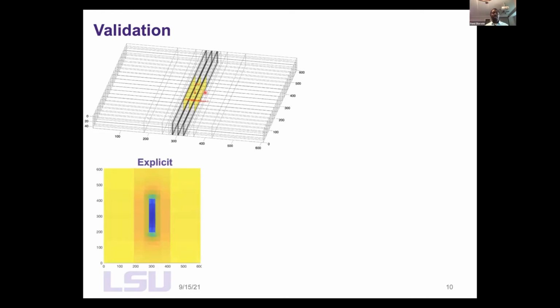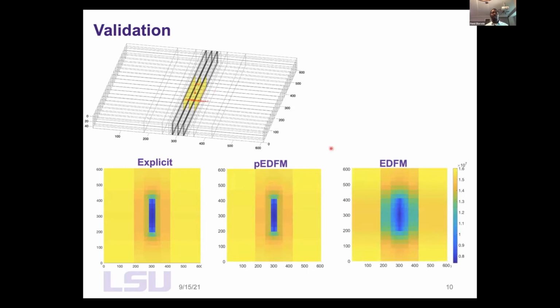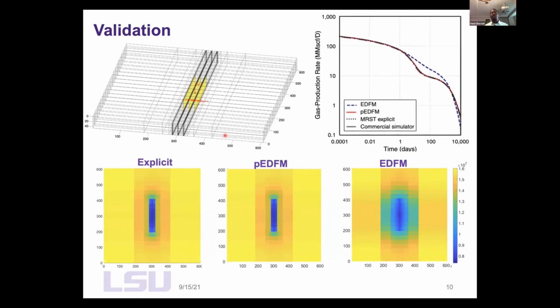So this is the reference solution. pEDFM looks like that, so it looks like it's doing a good job. EDFM doesn't see the sealing fracture, so the pressure profile just diffuses through the domain like the sealing fractures do not exist. And what is the effect of these on production? This is the result. So EDFM, which is the blue dotted line, overestimates production, but pEDFM matches the reference solution.